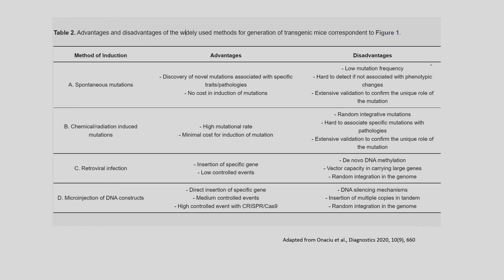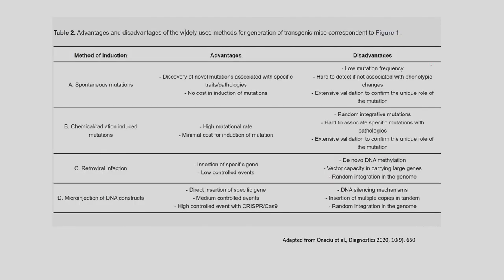In the case of chemical or radiation induced mutations, we have a high mutational rate and minimal cost for induction of the mutation, but the disadvantage is that we have random integrative mutations, hard to associate specific mutations with pathologies, and extensive validation to confirm the unique role of the mutation, as in the case of spontaneous mutation. In the case of retroviral infection, we have the advantage of insertion of specific genes and low control events, and the disadvantage is the de novo DNA methylation, limited vector capacity in carrying large genes, and random integration in the genome. While in the case of microinjection of DNA constructs, we have the advantage of direct insertion of specific genes. It is a medium controlled event.